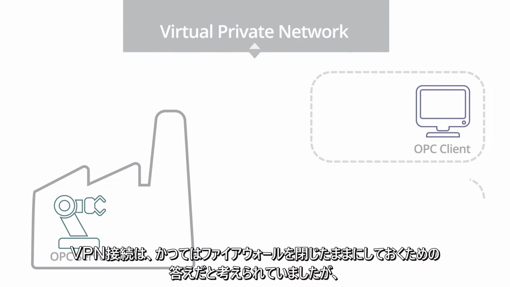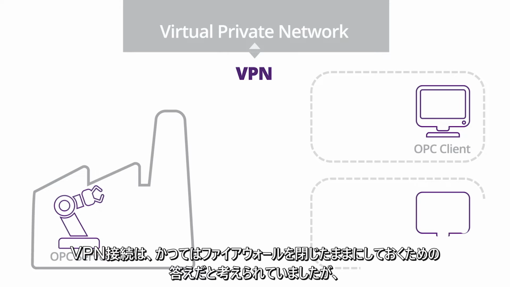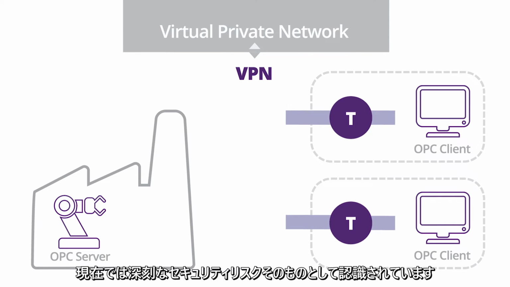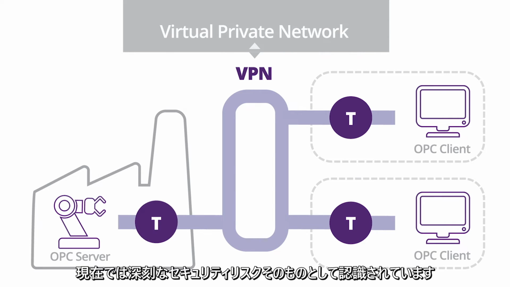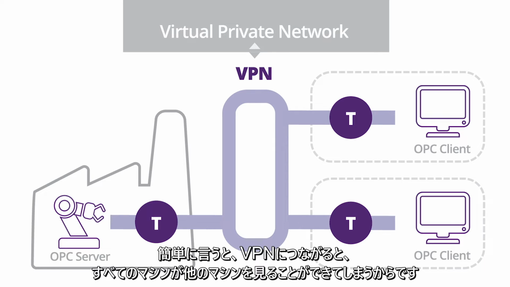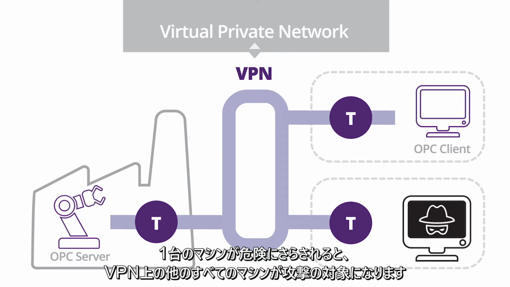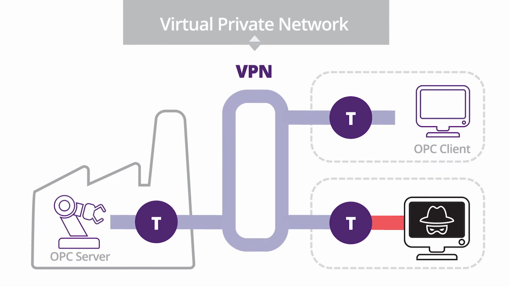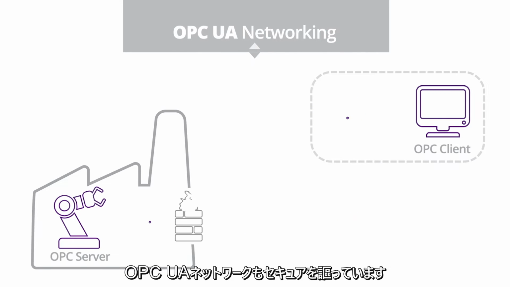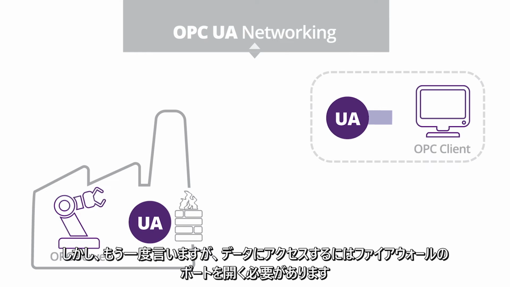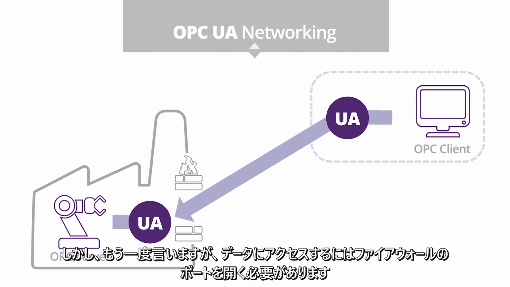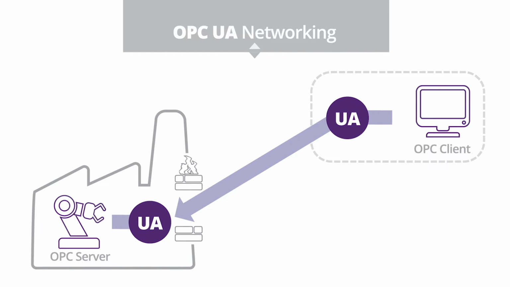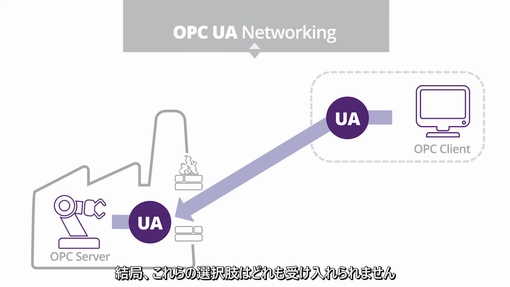Virtual private networks were once thought to be the answer to keeping firewalls closed, but are now recognized as a serious security risk themselves. Simply put, when you join a VPN, every machine can see every other machine. If one machine is compromised, then all other machines on the VPN are open to attack. OPC UA networking also claims to be secure, but once again, you need to open a firewall port to access the data. In the end, none of these options are acceptable.